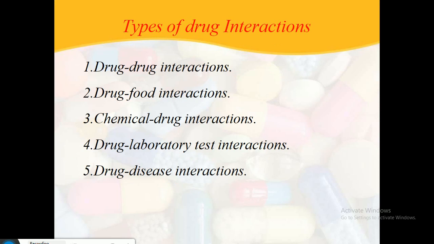Now, what are the types of drug interaction? There are different types. The first one is drug-drug interaction, the second one is drug-food interaction, then chemical drug interaction, drug laboratory test interaction, and drug-disease interaction. So there are 5 different types, which I am going to explain in the next lecture.